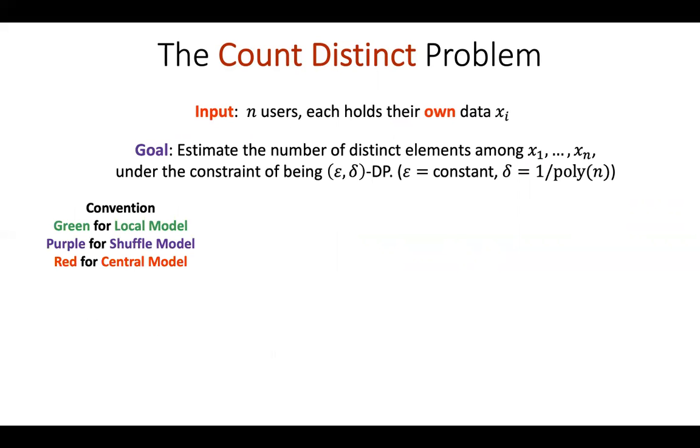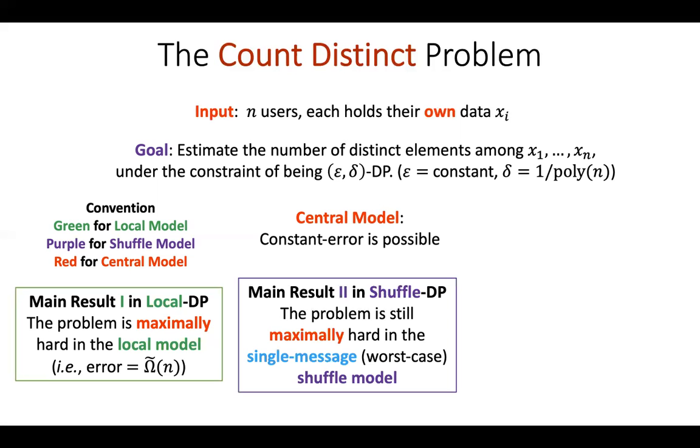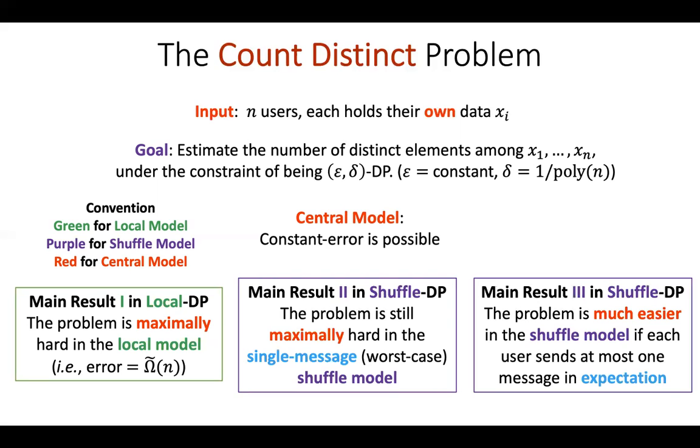Since we'll talk about several models, we'll use colors to better differentiate them. We'll use green for the local model, purple for the shuffle model, and red for the central model. And in the central model, it's easy to see that constant error is possible. One can just calculate the answer and then add some Laplacian noise. Our first result is that we show the problem is maximally hard in the local model. And our second result is in the shuffle model. We show that the problem is still maximally hard in the single message worst case shuffle model. And surprisingly, our second result shows that if we relax from the worst case message complexity to the number of messages in expectation, then the problem becomes much easier.